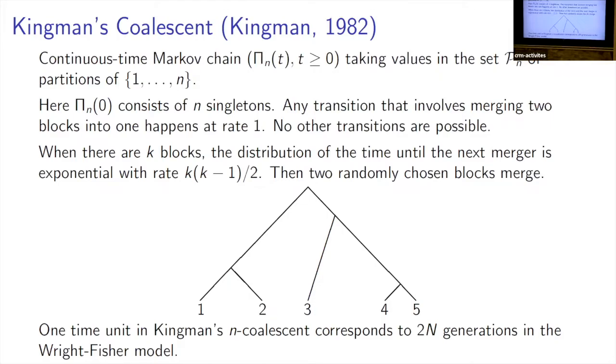So the picture of Kingman's coalescent looks something like this diagram. Here are the 5 individuals that we have sampled. As we trace their ancestral lines back in time, first lineages 4 and 5 merge, then 1 and 2 merge, then 3 merges with 4 and 5, and finally the last 2 lineages merge, and at that point we've traced the entire sample back to 1 common ancestor. And notice that 1 time unit in Kingman's coalescent corresponds to 2n generations in the Wright Fisher model.